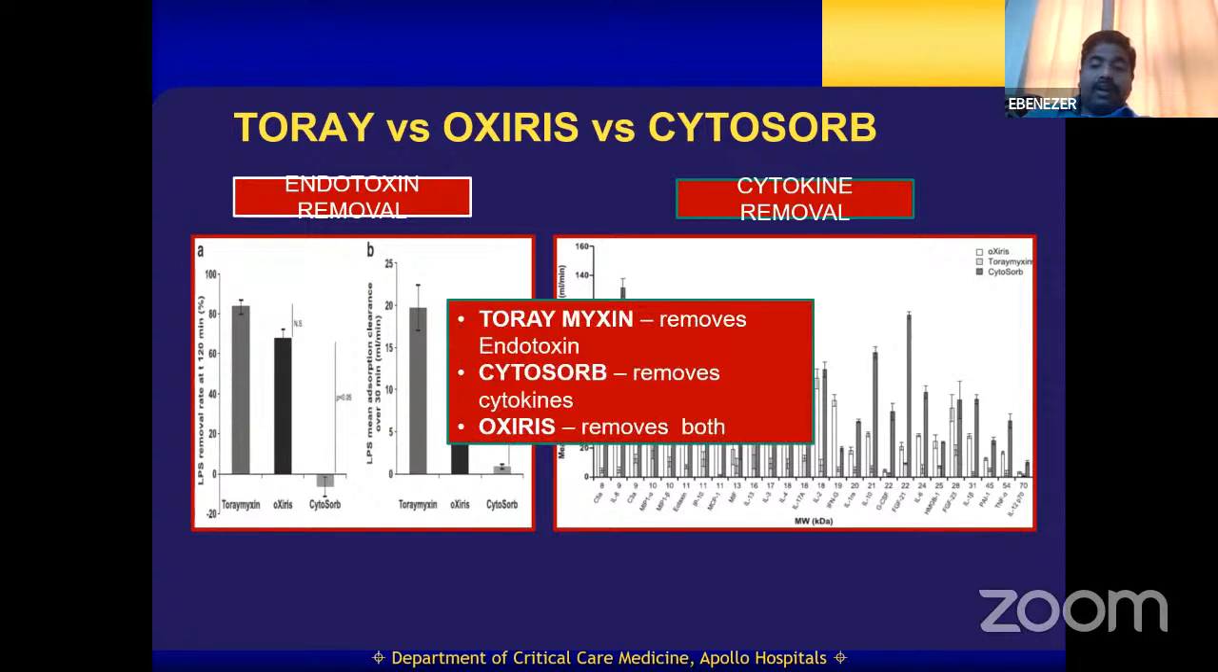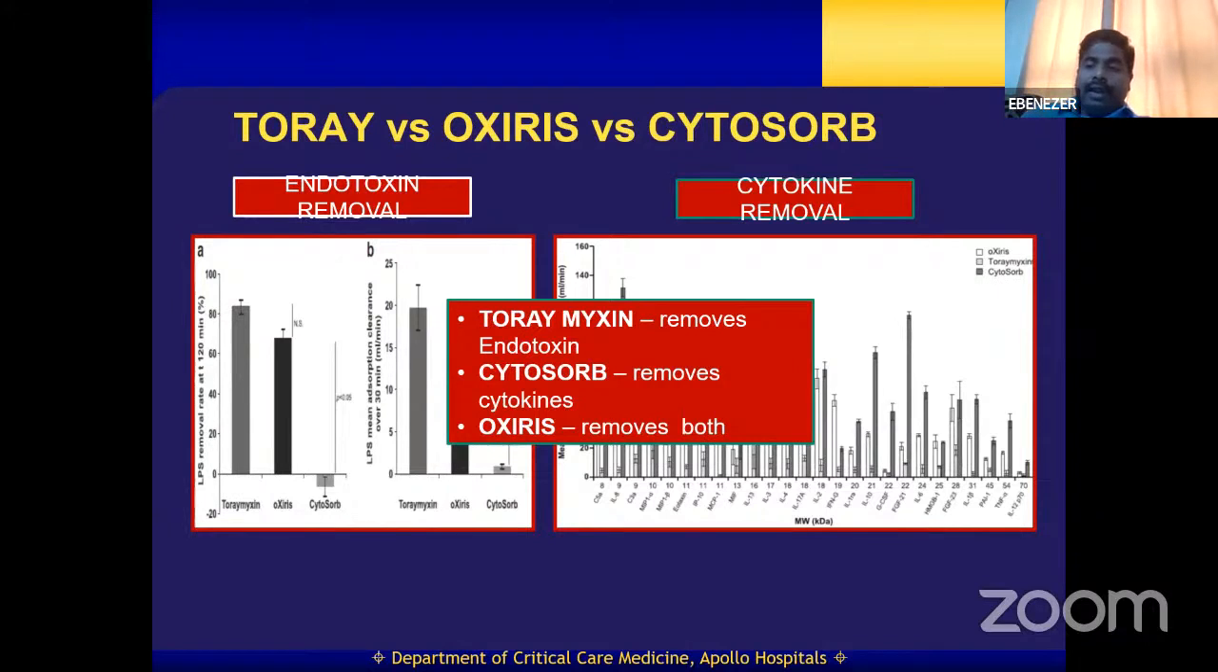So Toraymyxin will remove the endotoxin. This I have used in some burns patients. In some patients it did help, but we don't have any proof that it works on a large scale of patients. CytoSorb we routinely used and it removes cytokines. Oxiris will remove both endotoxin as well as cytokines.